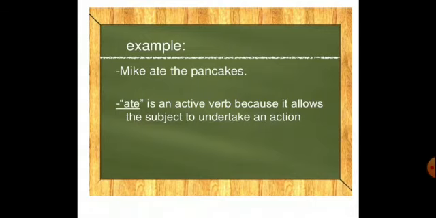Let's do another example. Mike ate the pancakes. Where is the verb? Ate. The subject here is Mike. Mike is the doer of the action. So that's why it's an active voice, and ate here is an active verb.